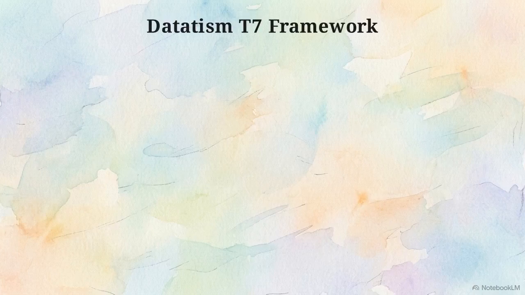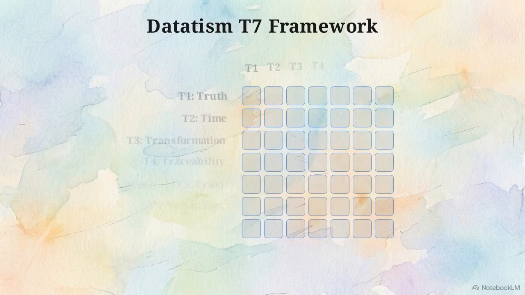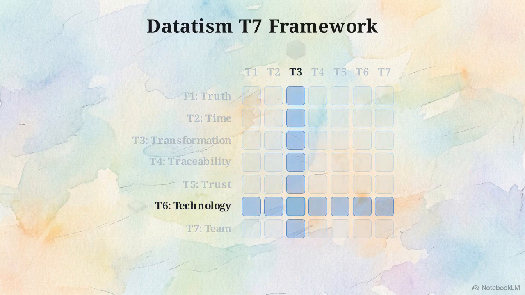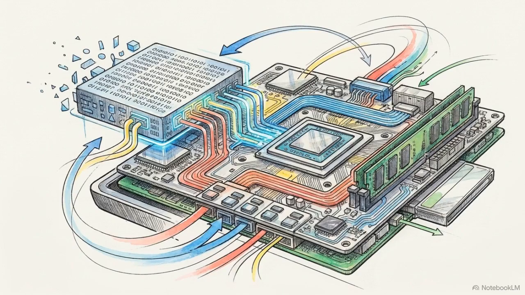This is the Datatism T7 framework, categorizing data system challenges into 7 distinct dimensions to identify root causes. For modern data ingestion, we isolate the intersection of T6, technology, and T3, transformation. The legacy file format dictates serialization logic that modern processors cannot efficiently transform. Resolving this intersection failure requires the file format to be rebuilt as an active compute engine.